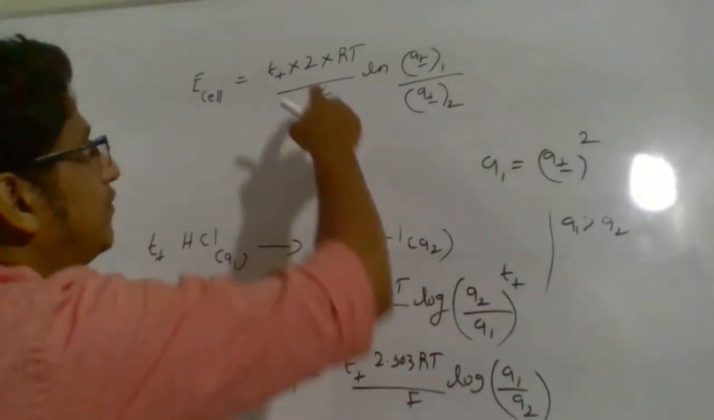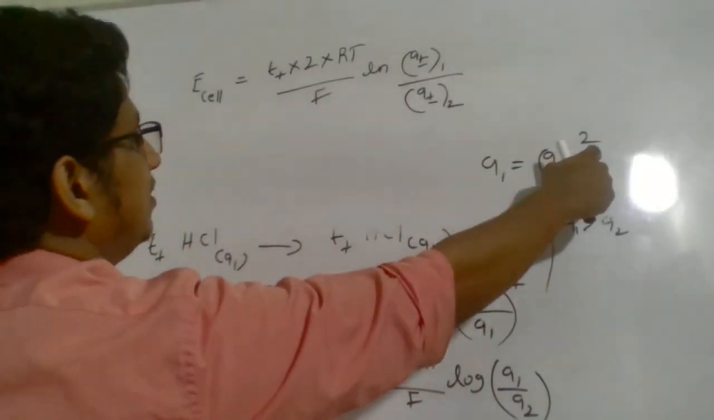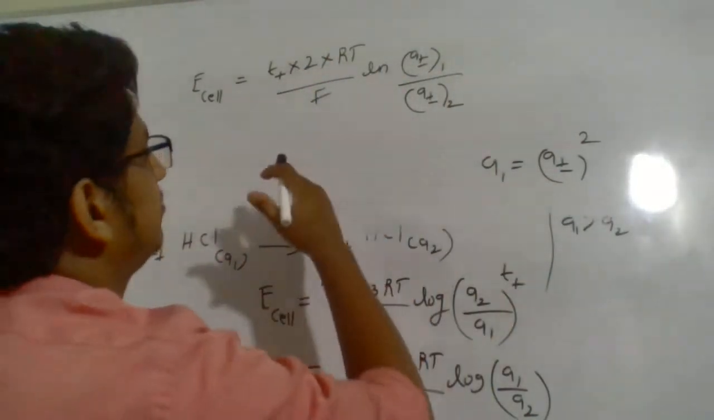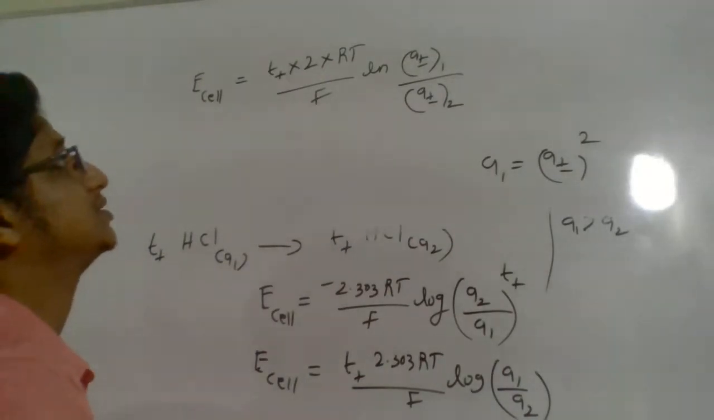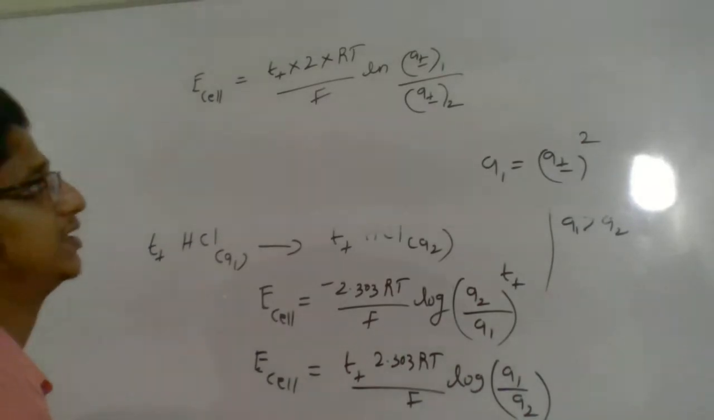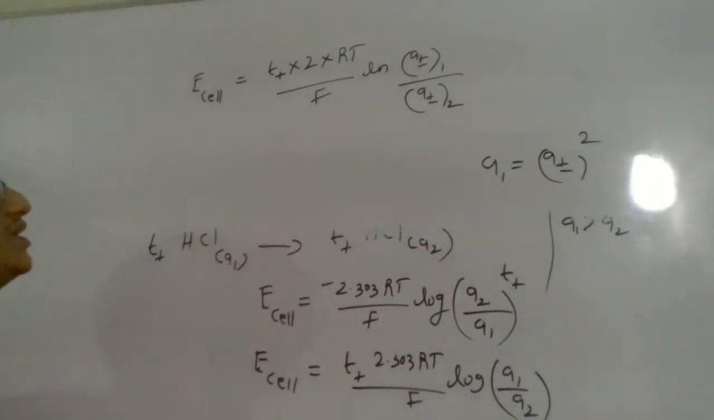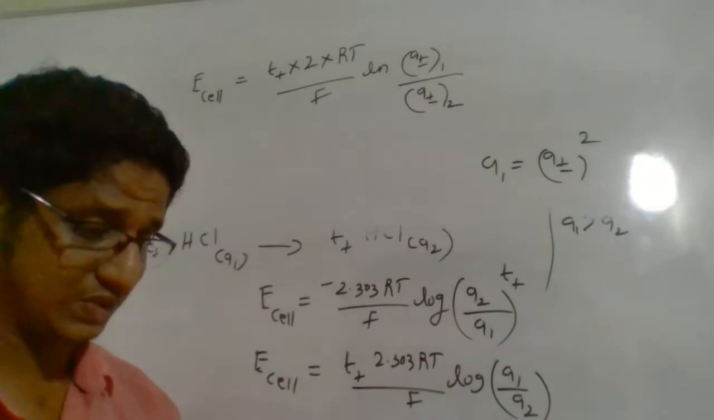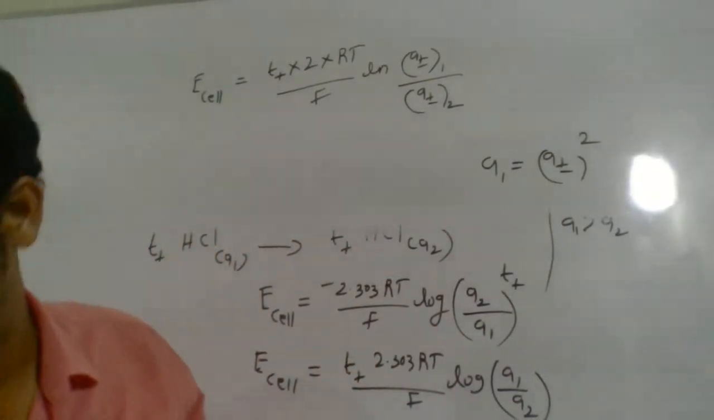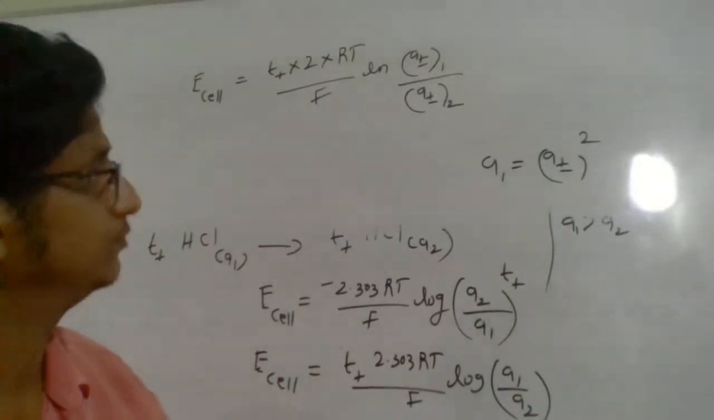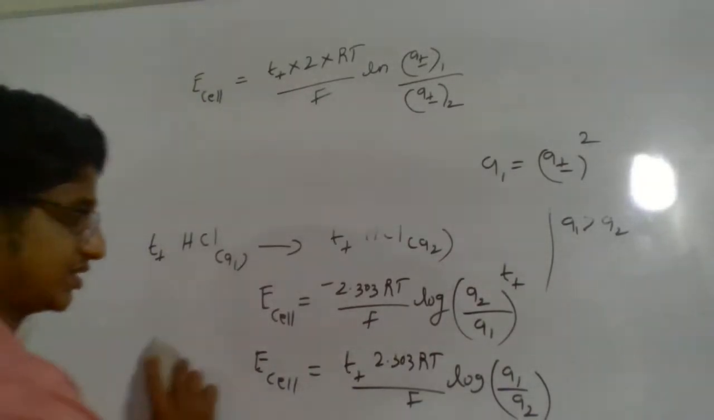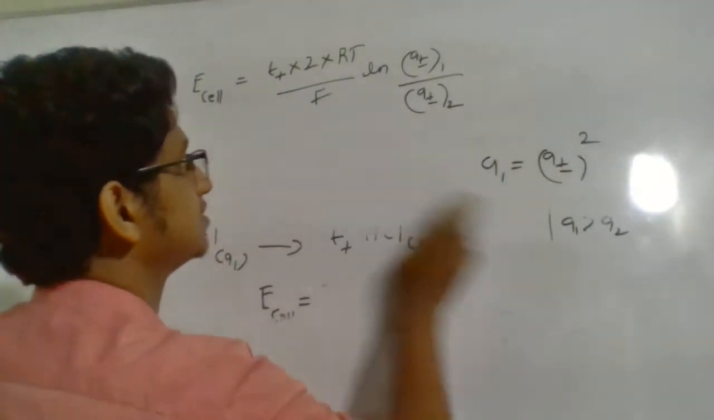So from where 2 comes, because this power will be there, so that we taken here. So ln of something to a power will come to here. So t plus into 2 into RT divided by F ln a plus or minus 1 by a plus or minus 2. So this is the case where electrodes are reversible with respect to anion. So that's all for the electrolyte concentration cell with transference.